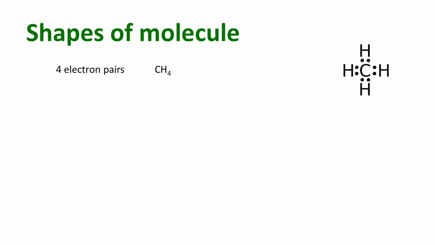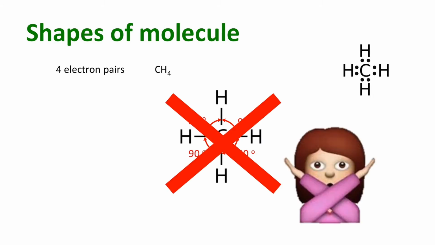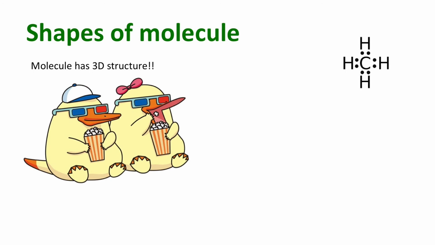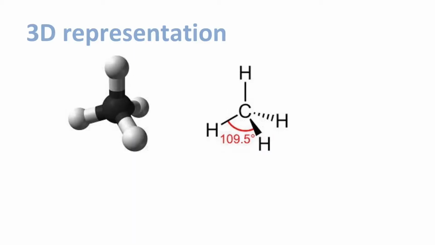So you may think for the 4 electron pair species, like CH4, the 4 bonds will have 90 degrees between them, but this is not true, because what we forget is the molecule actually has a 3-dimensional structure. In 3 dimensions, the CH4 molecule should look like this, tetrahedral, with a bond angle of 109.5 degrees.